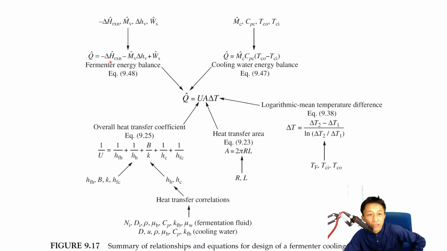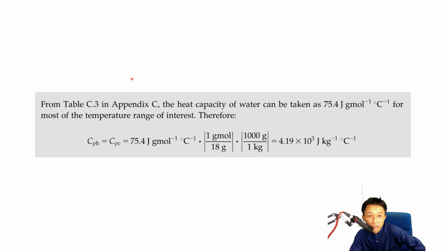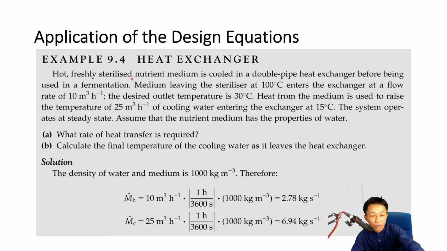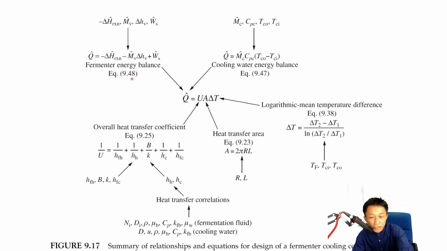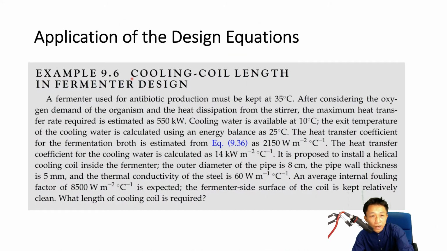Sometimes there is a reaction, for example, a phase change, and then you have the stirrer, for example, which is shaft work. Okay, this is the energy balance for the cold and the hot side. In this case, the hot side is the fermentation broth, and the cold side is cooling water. Okay, this is the summary of how to do that.